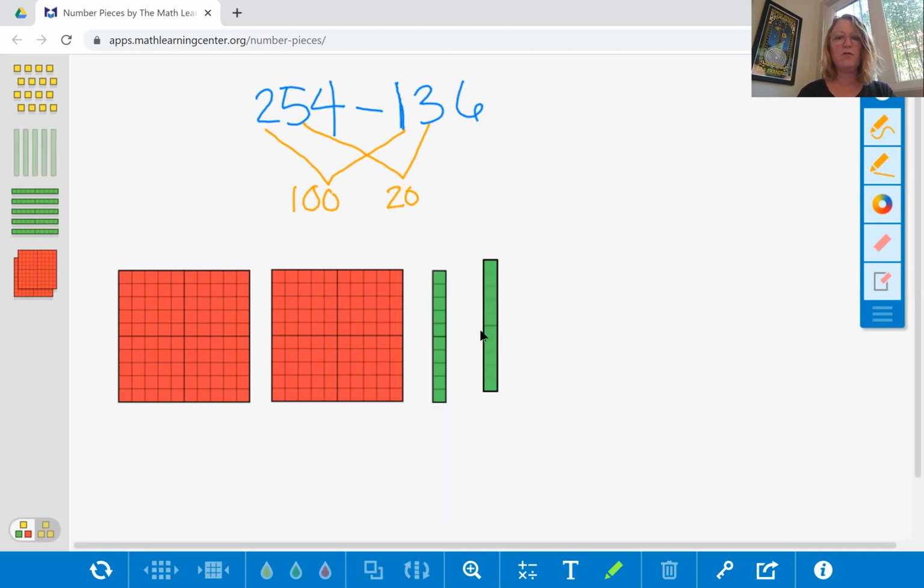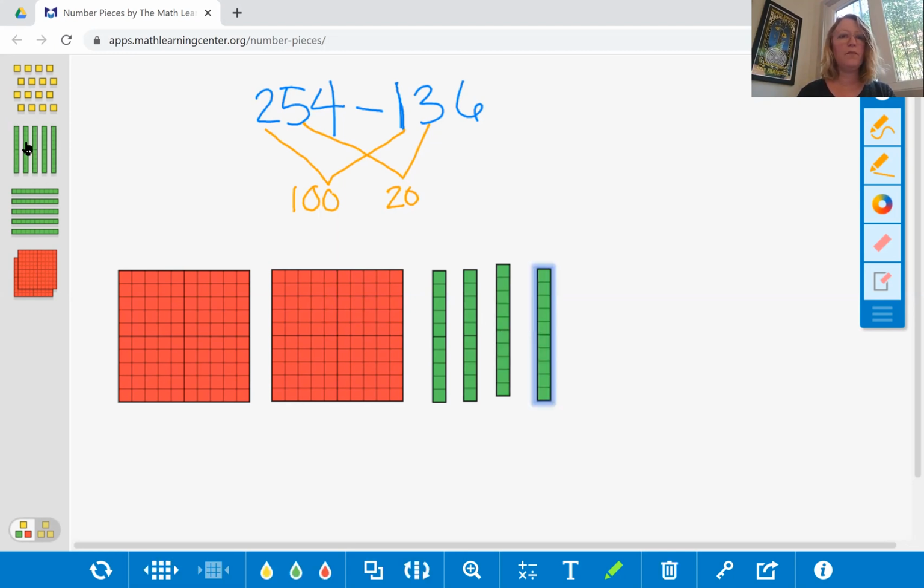10, 20, 30, 40, 50, and then 4 ones. 1, 2, 3, 4. Okay, so now I'm going to take away 136.